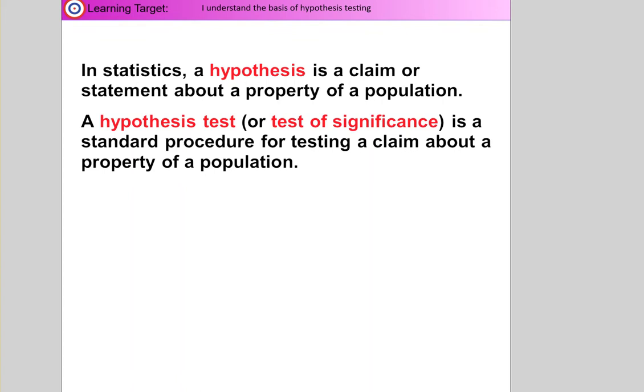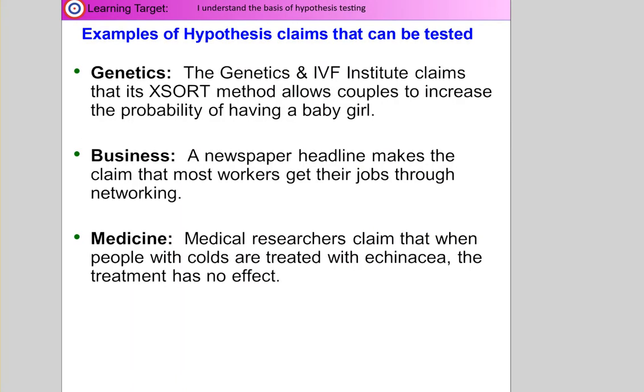So we're going to take this claim and run what we call a hypothesis test to test if the claim is valid or not. Examples where we could see hypothesis claims could come from genetics, or a lot of medical claims can be made. The Genetic and IVF Institute claims that the XSORT method allows couples to increase the probability of having a baby girl. Something like that claim we can actually test using a hypothesis test.